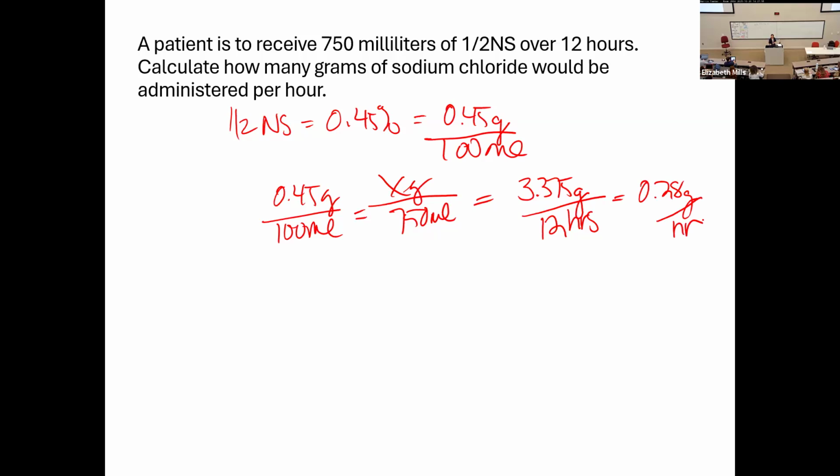Okay, so half normal saline is the same as 0.45% sodium chloride, which is 0.45 grams in 100 mLs. You can use ratio proportion with the 750 mLs and you get 3.375 grams, but that's over 12 total hours. We want to know how many per hour. 0.28 grams per hour. Y'all get that?